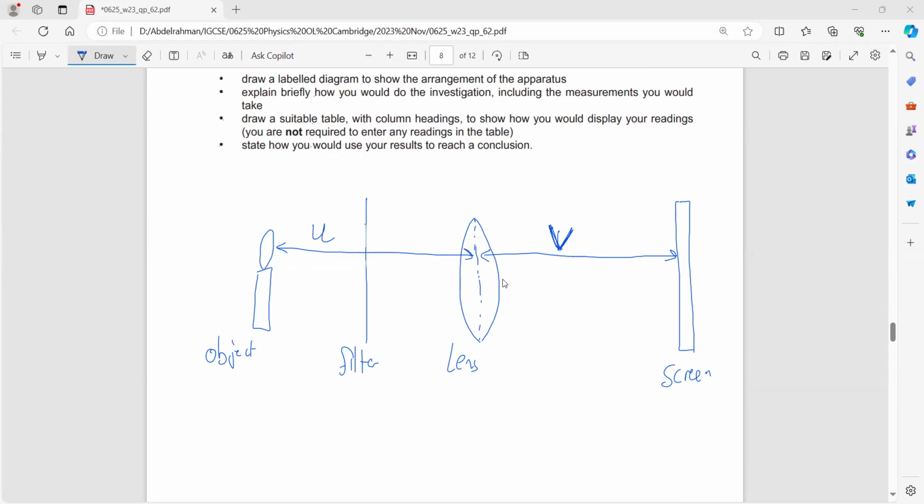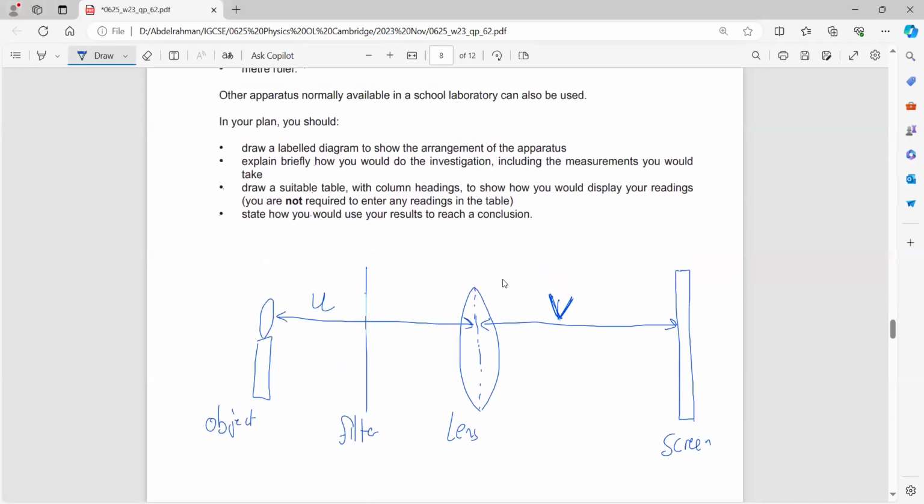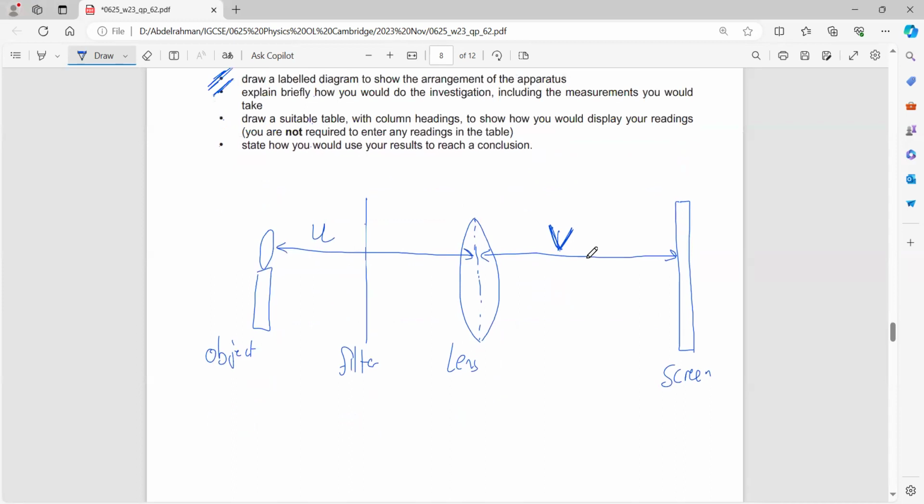ماشي. طيب, what is the method? What are the steps? ايه هي الستبس بالنسبة لي؟ خلاص أنا I drew the diagram, طب I need to find the steps. Steps are very simple. What will I do? I will put the object, the lens and the screen. صح. And then I will move the object slowly.